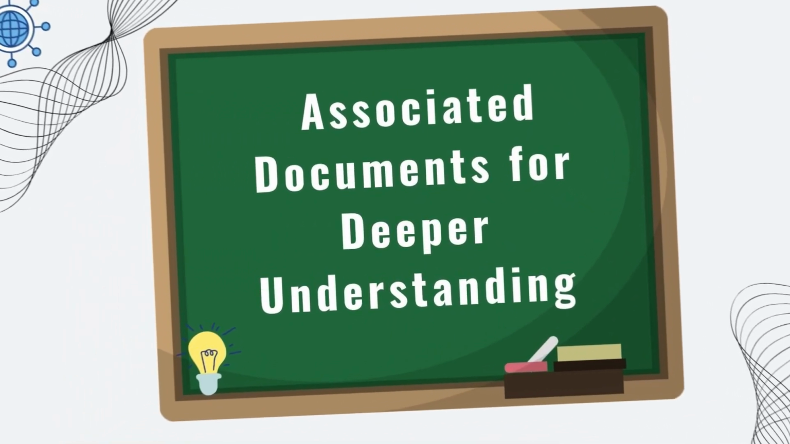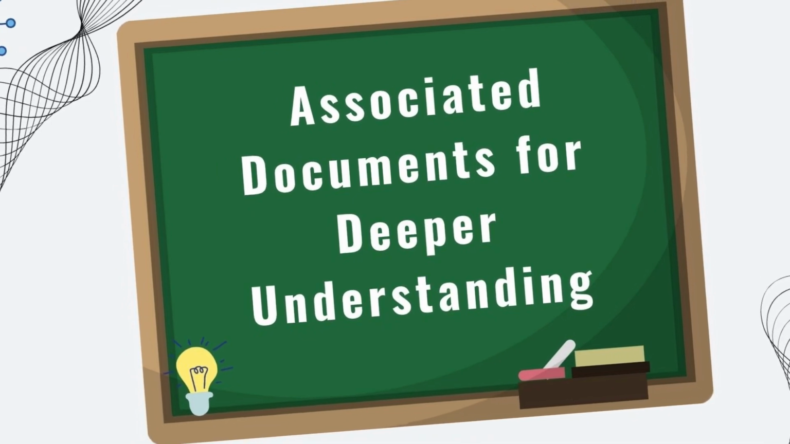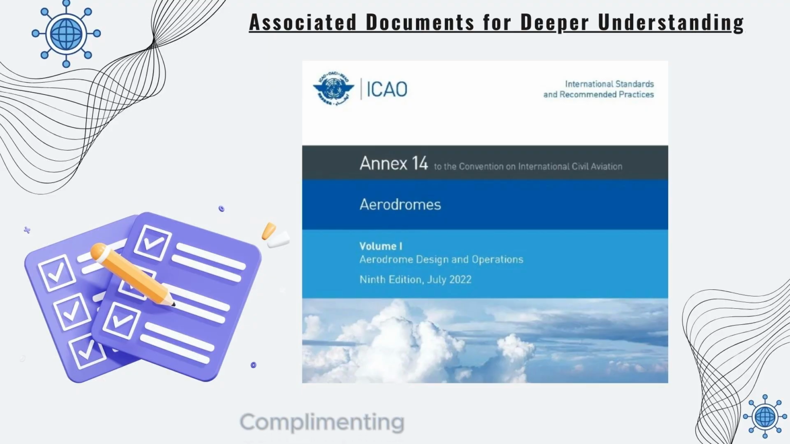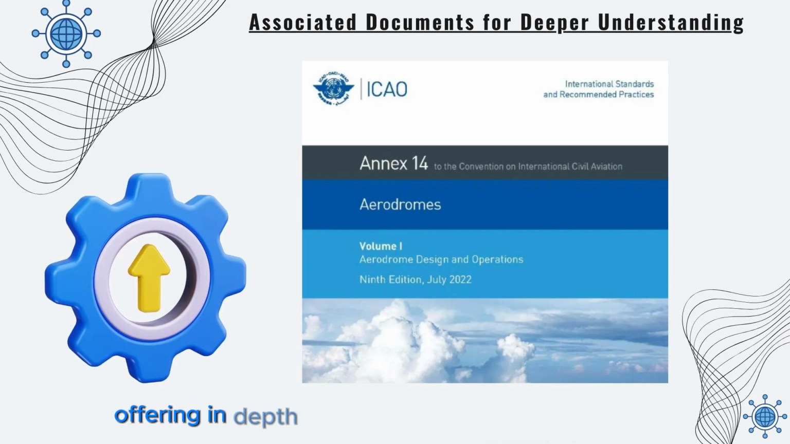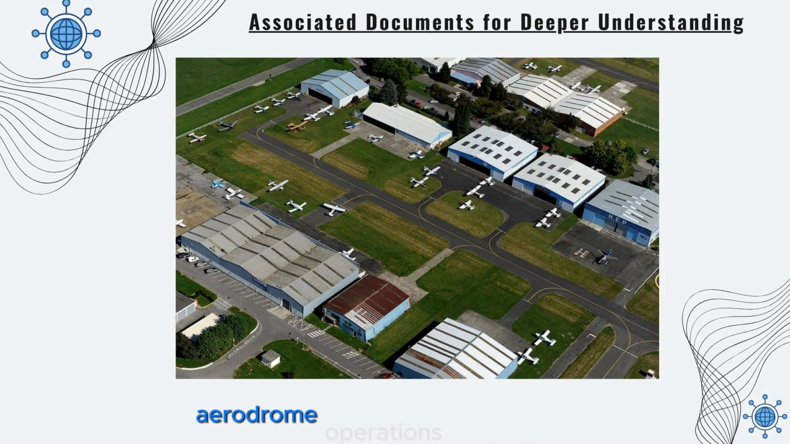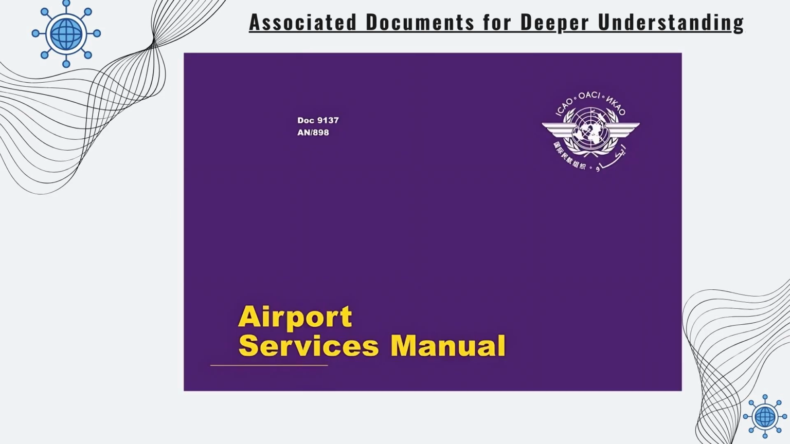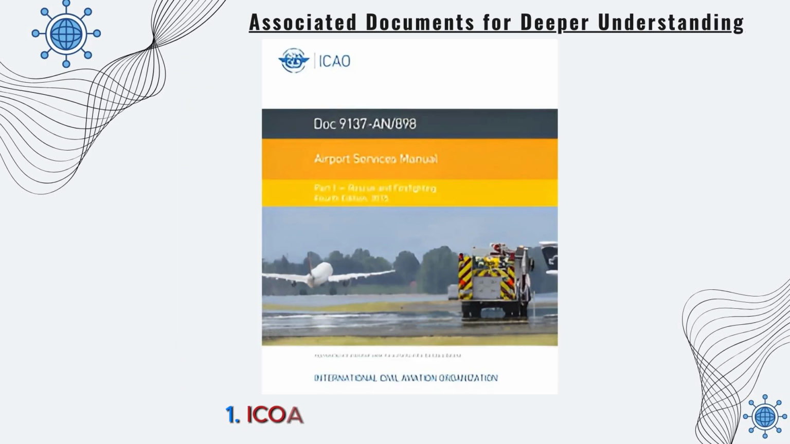Next, let's discuss associated documents for deeper understanding. Complementing Annex 14 are a series of comprehensive documents offering in-depth guidance on specific aerodrome operations. Let's see the 8 docs linked to the Airport Services Manual, ASM. 1. ICAO Doc 9137, ASM Part 1, Rescue and Firefighting.